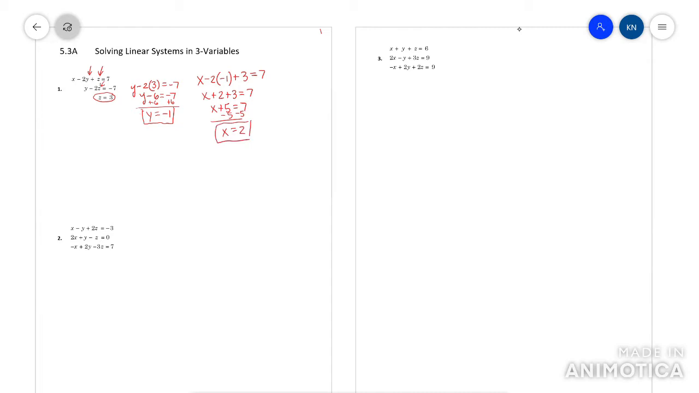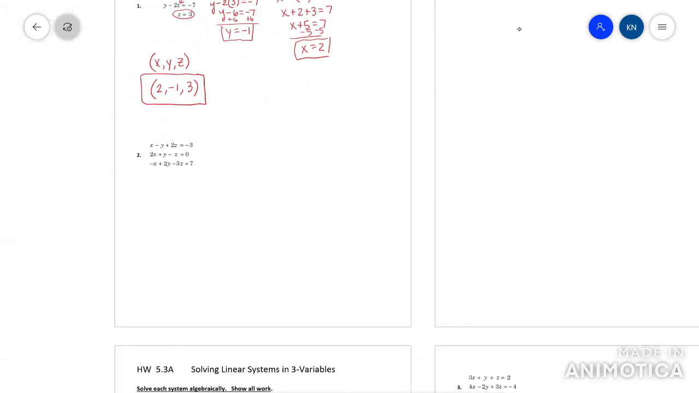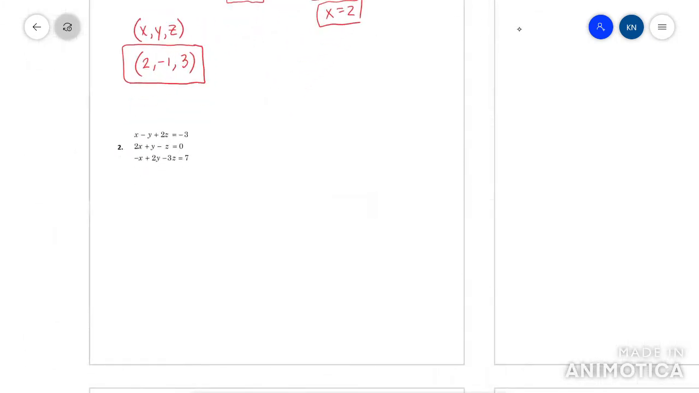So now that I have x, y, and z, my answer goes as a coordinate, x, comma, y, comma, z, like this. So this answer here would be 2, comma, -1, comma, 3. Like that. But again, that is extremely rare. What's generally going to happen is like this problem right here, where they don't give you anything. They just give you 3 equations.